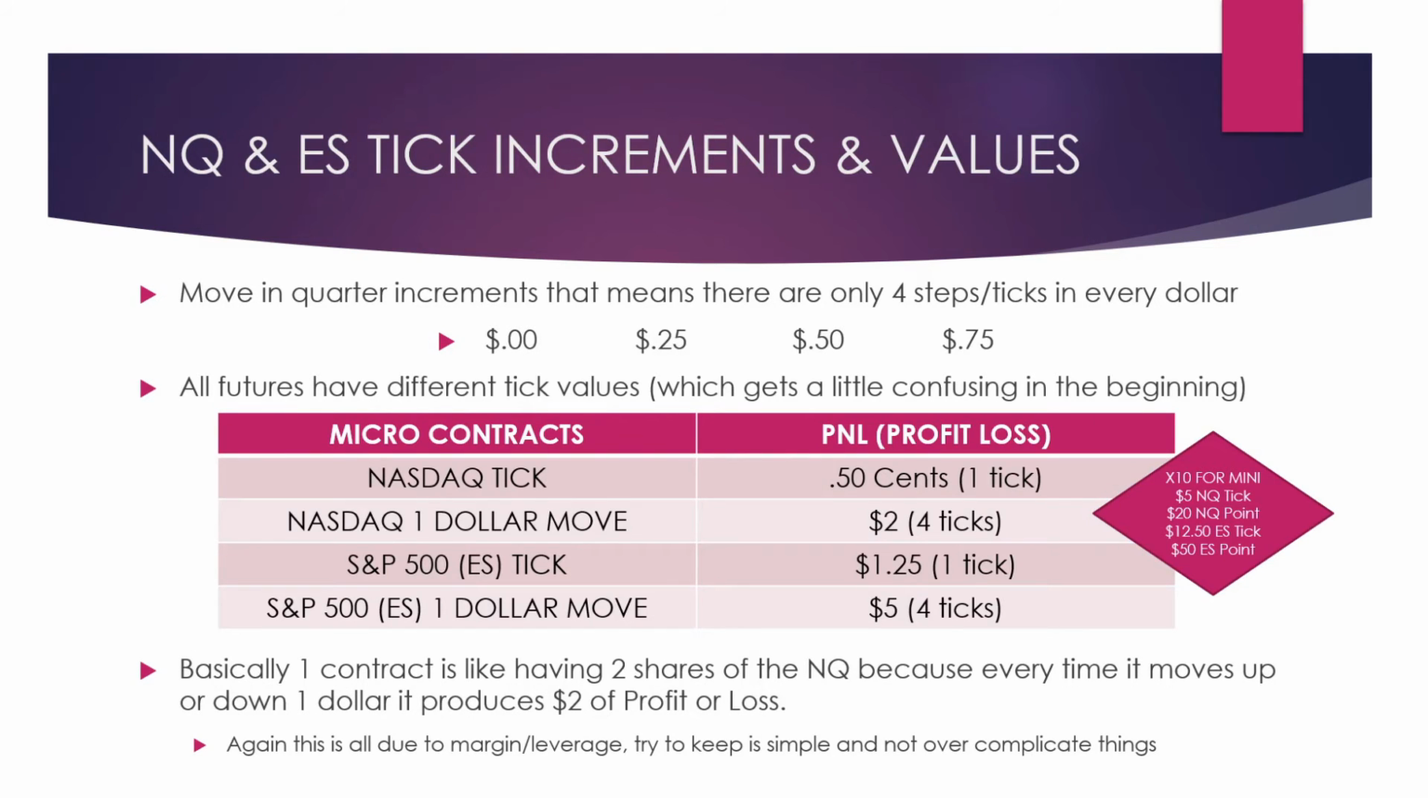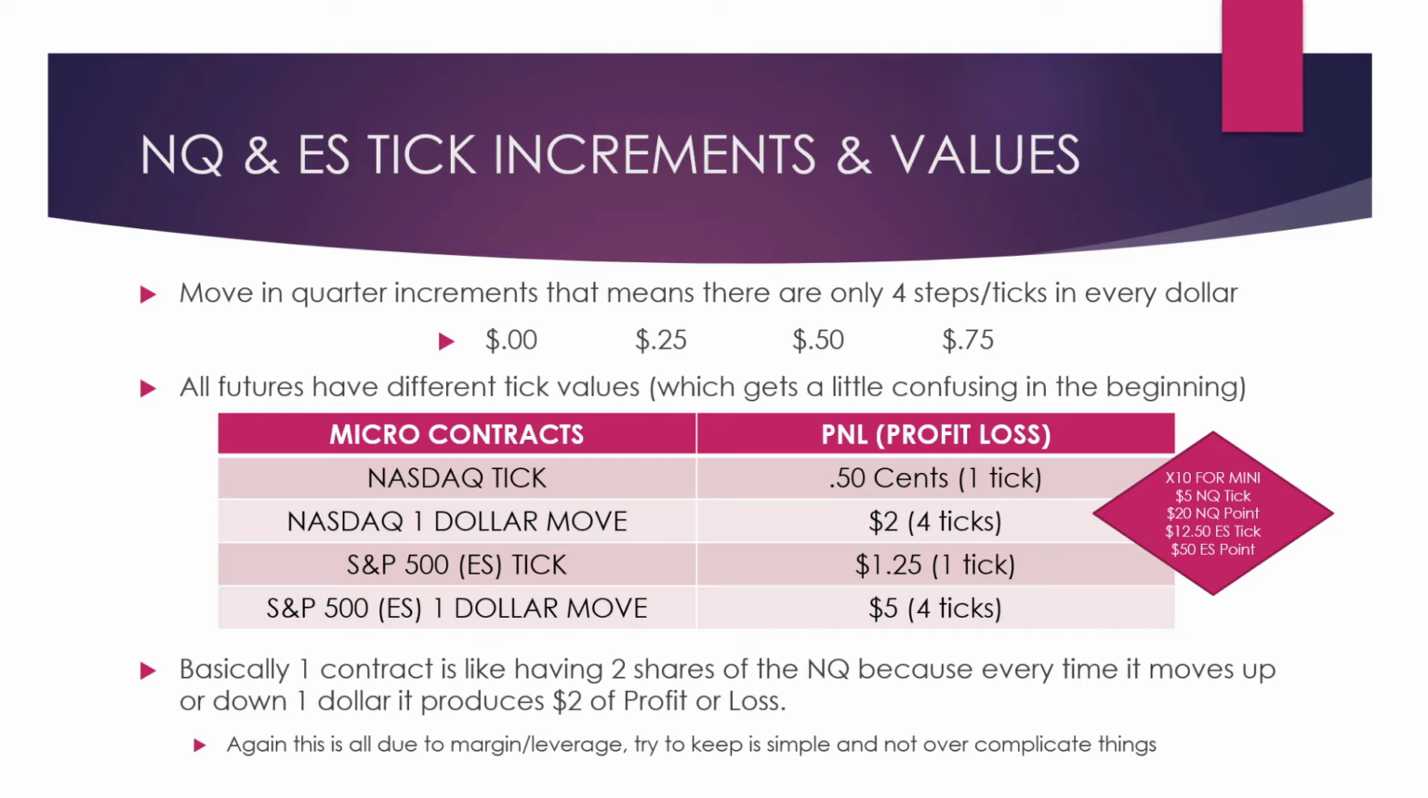All right, so now that we have one confusing part out of the way with the margin rates, let's now talk about the ticks and the values of the ticks in trading the NQ and the ES. So unlike stocks that move in cents, the ES and the NQ move in quarter increments. That means there are only 4 steps, or as we call them, ticks, in every single dollar. So it goes from 0 to 25 cents to 50 cents to 75 cents. There's no 27 cents, no 52 cents, 53 cents, and so on and so forth. It's only 4 ticks, and it skips in quarters.